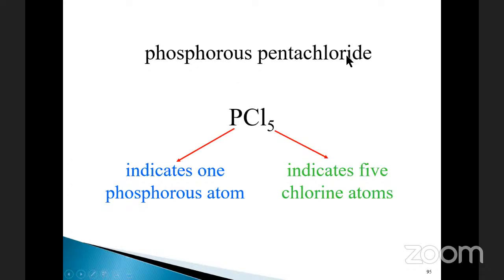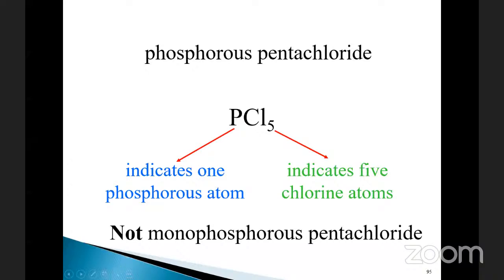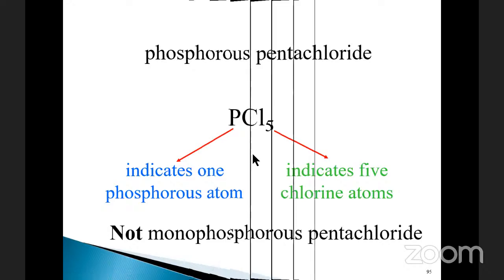Phosphorus pentachloride. There's no mono in front of the phosphorus because there's only 1 atom. According to the rules, if there's only 1 atom for the first element, then we do not use the mono prefix. But we do have to use the penta prefix for the second element. So that's how we name that.